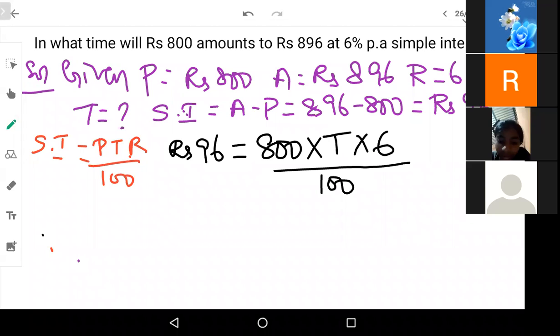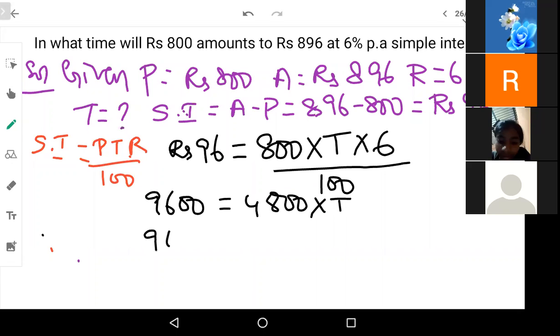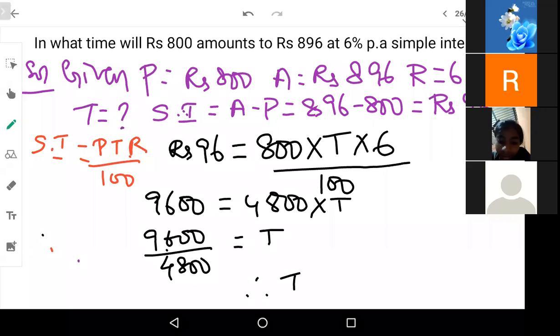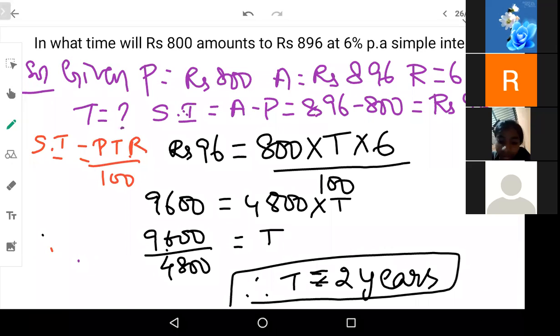Good, Spurti. Correct answer. Take the 100 to the other side. So 9600 is equal to 800 into 6. How much do you get? 4800 into T. So 9600 by 4800 is equal to T. Therefore, T is equal to 9600 divided by 4800. You will get 2 years. Usually it will be in the form of years only. So the time is 2 years.